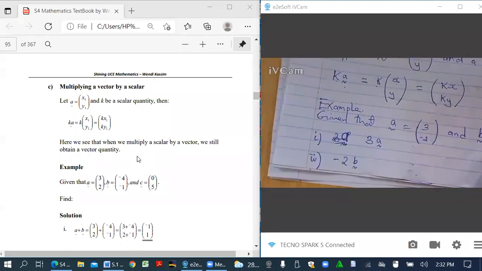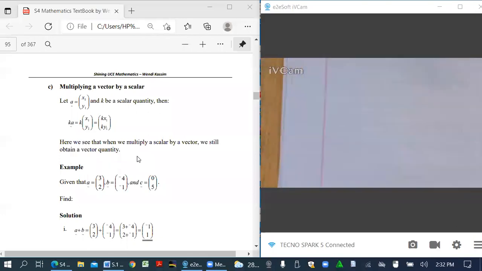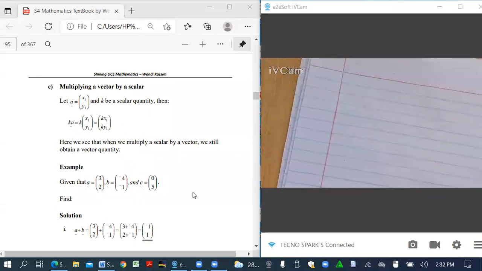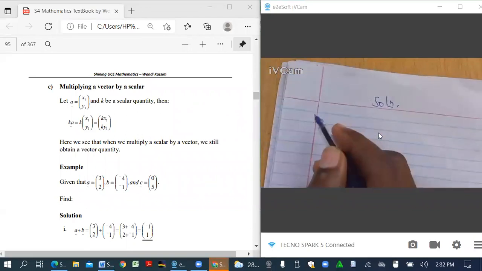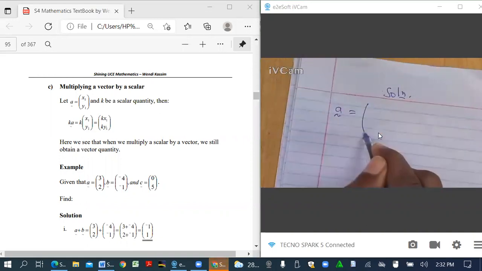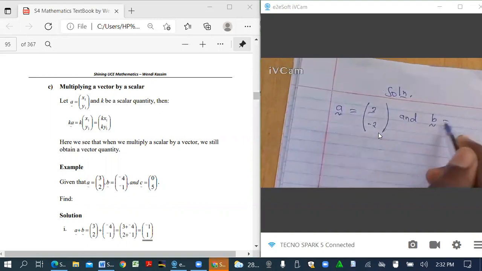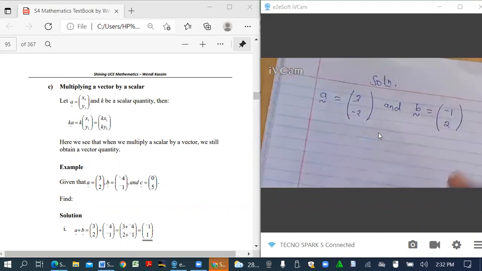Let's answer. Can we find a solution for that? Solution. To be consistent, what was vector A? Vector A was given to be 3, negative 2. And B was given to be negative 1, 2.